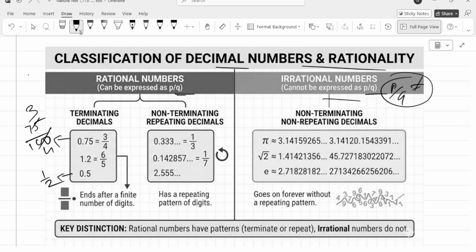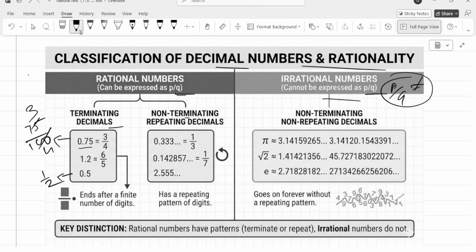Terminating decimal means it is a fraction form and it stops after some division. For example, when we divide 3 upon 4, it comes 0.75 and stops, it never goes on and continues. Similarly, 1.2, and when 1 upon 2 is divided it gives 0.5, they stop. That we call terminating decimals.